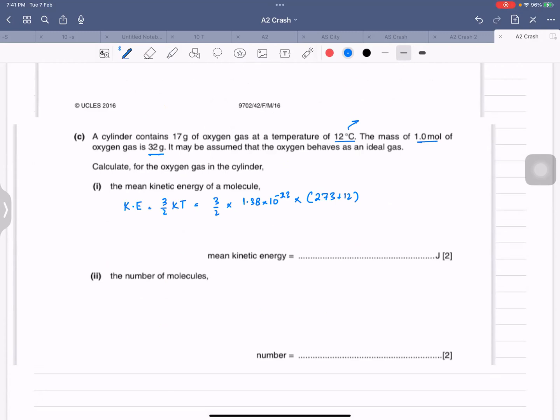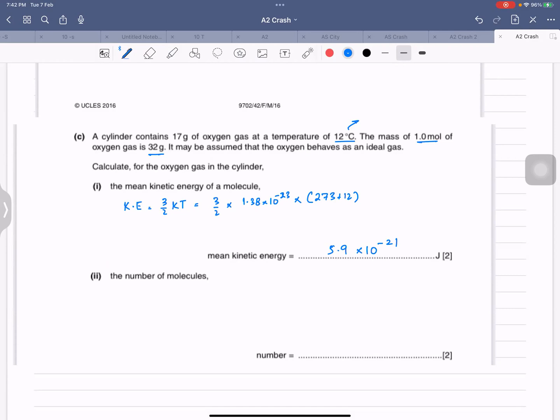5.9 times 10 raised to minus 21. Okay, 5.9 times 10 raised to power negative 21 joules. Okay, then you have to find the number of molecules.